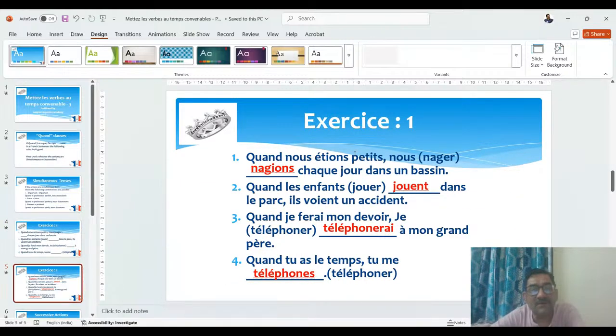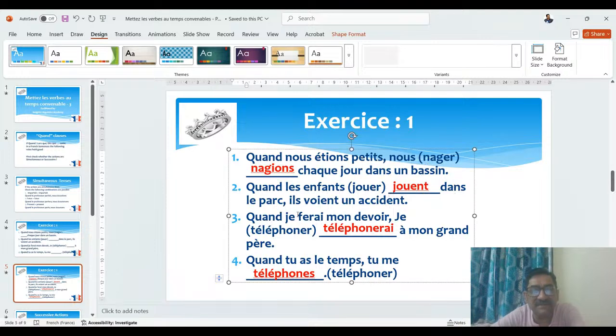So what I'm going to do? Étions is imparfait, so nagions is imparfait. Joue is present tense because the main verb is present tense. Faire is future, so téléphonerai is future. Here, tu as le temps.